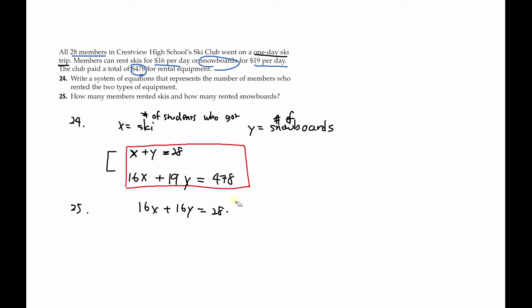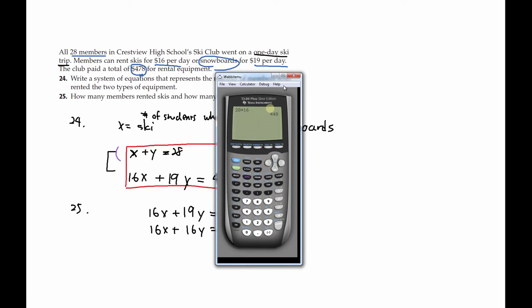As you see here, maybe it's better to have this on the top. It really doesn't matter, but a lot of students do not like negative numbers, so I'll go with the flow. So 16x plus 19y equals 478. I'm just copying down the bottom equation, and for the top equation, all I have to do is multiply by 16. Then I get 16x plus 16y equals 448.